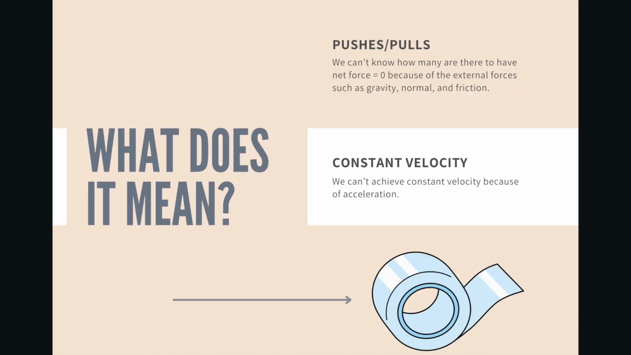So what does this mean? It means that we can't know for sure how many pushes or pulls are needed in order to have a 0 net force. This is because of the external forces such as gravity, normal force, and friction. And in terms of constant velocity, we know that we can't achieve it because of the acceleration that is present in this experiment.